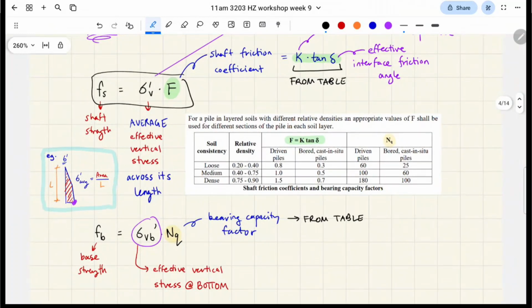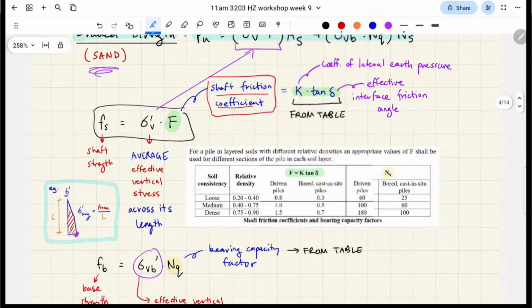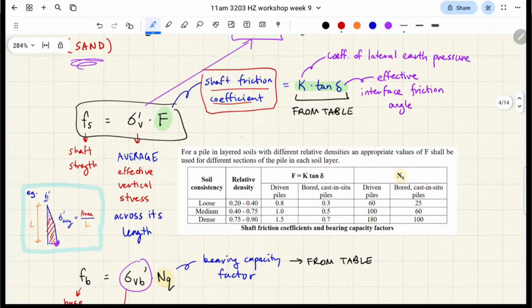Okay, let's talk about F and NQ. That's what I've highlighted in green and in yellow, right? F is the shaft friction coefficient, right? It's equal to all this stuff, okay? But you don't really need to know what those things are. Obviously, if you want to look at the notes more deeply, I've included what they are. But essentially, all you care about is the shaft friction coefficient, and that's this, right?